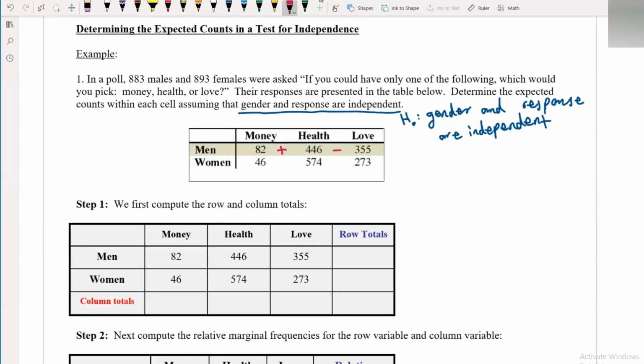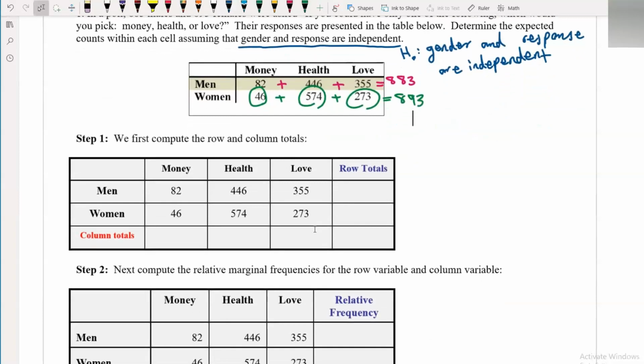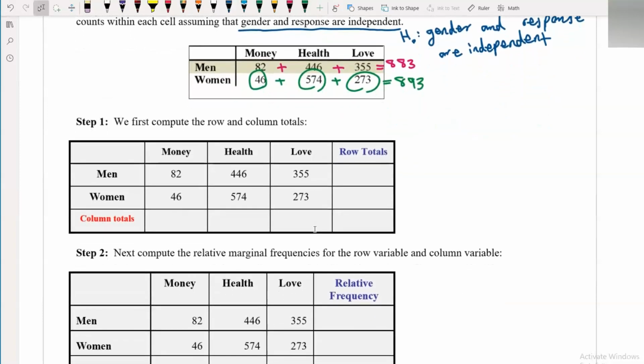Again, I'm writing these as adding what we have on the first row for men, which is equal to 883, and for female, adding these three numbers, that is equal to 893. Now, starting with step one, we first compute the row and column totals. I already have the answers for these, 883 and 893. Then add the first row and second row, and do the same thing for the first, second, and third columns.